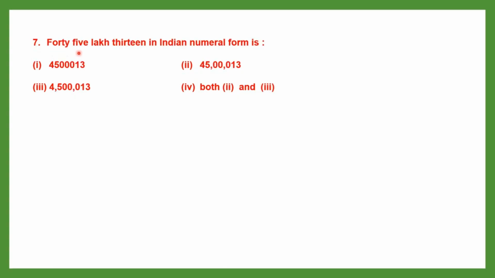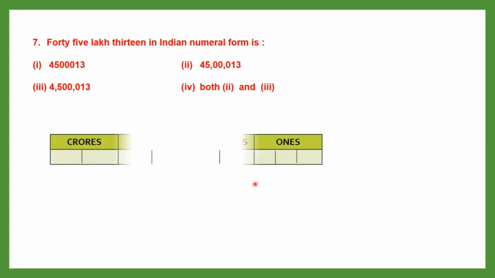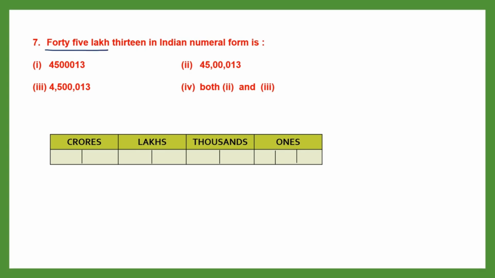Question 7. 45 lakh 13 in Indian numeral. So let's write the Indian place value chart here. We have ones, thousands, lakhs and crores as the periods. Let's read this. 45 lakh. In the lakhs period, let's write 45. Then we have 13. That's it. So we write 13 here.